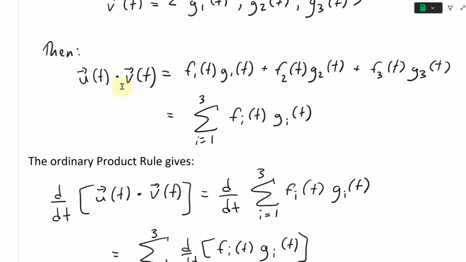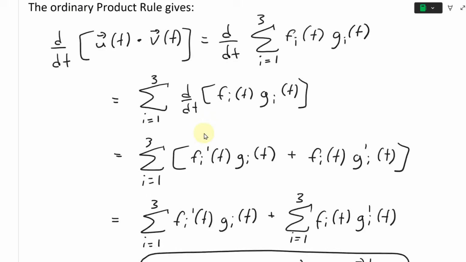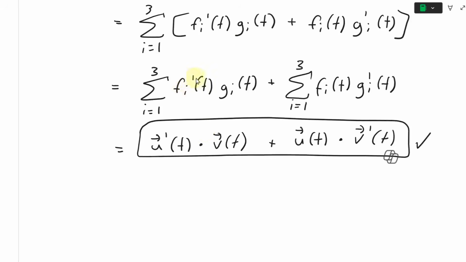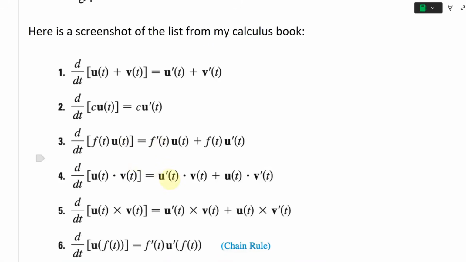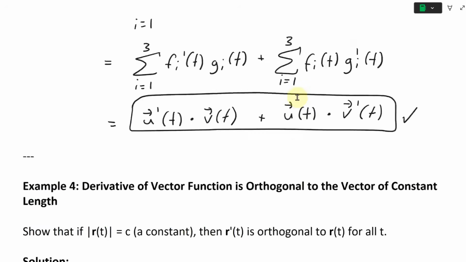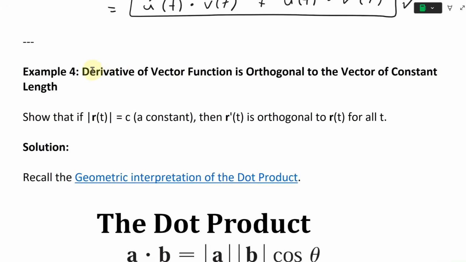Again, we have the dot product becoming the summation, and now we just have a prime there. So now we go in reverse, but we have a prime in each one. So there's the dot product for theorem 4. So u dot v becomes like a product rule: the derivative times the normal dot product, plus the normal dot product the derivative. Fascinating stuff. All right, now let's go further and look at example 4.